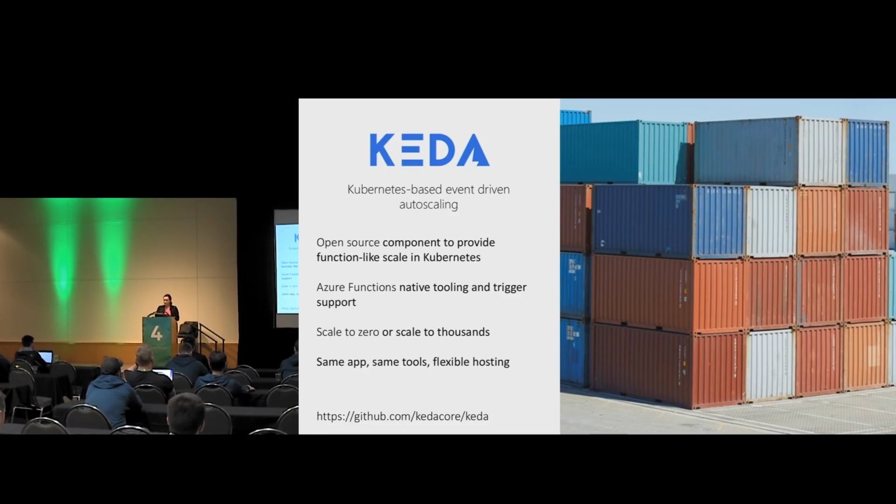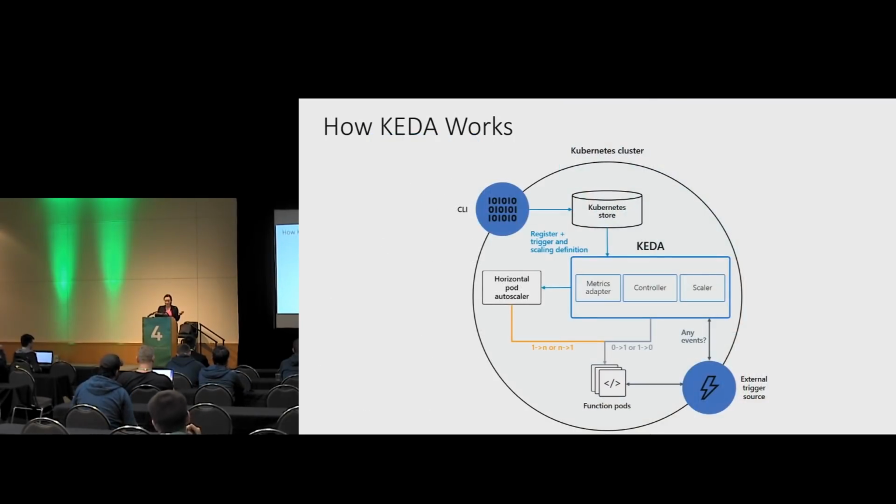It runs alongside Virtual Kubelet and AKS virtual nodes, and we do have a webinar about this coming up later in May if you're interested in more information. And this is just an overview of how KEDA works. You have an external trigger event source that gets translated through the metrics adapter into something that the Kubernetes pod autoscaler understands, and then it'll scale out to various different function pods. That's the very, very simple version of how this works.